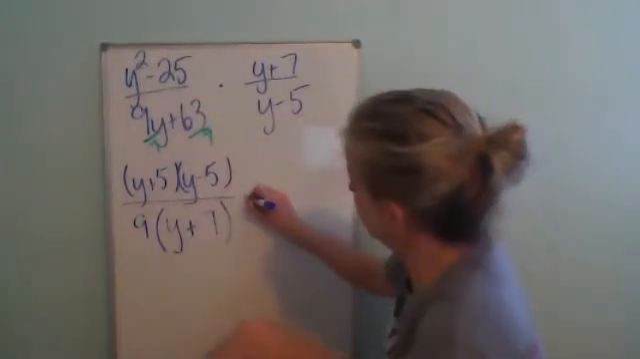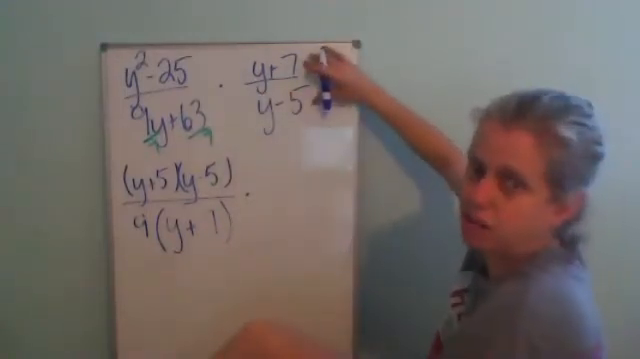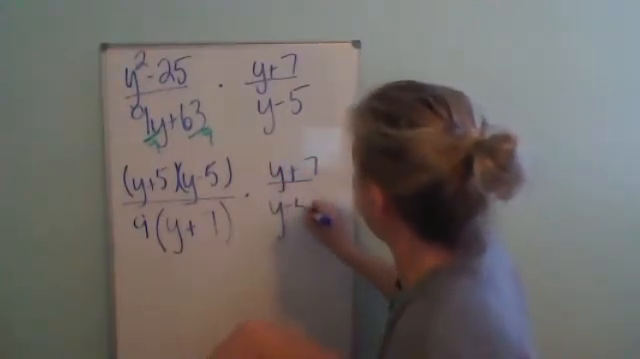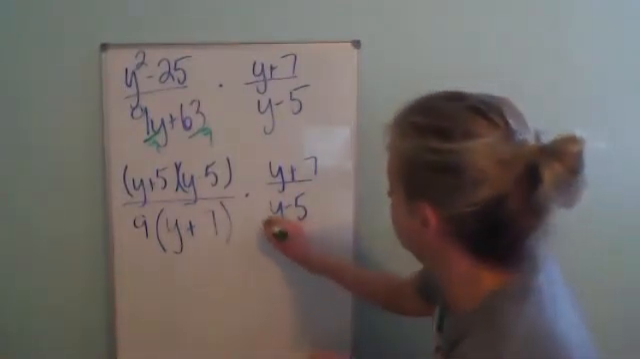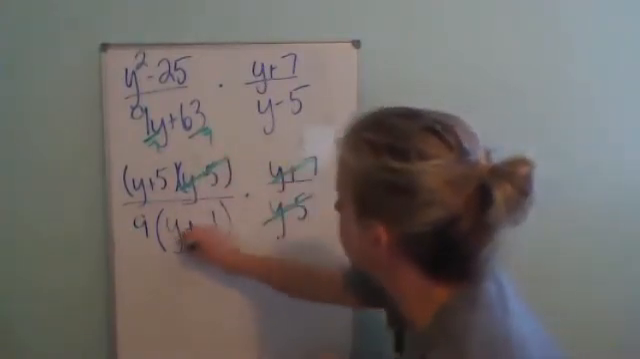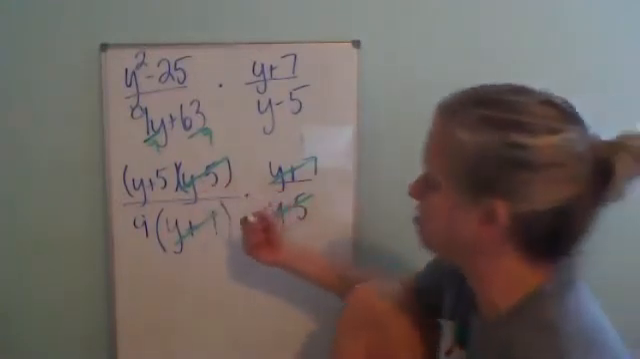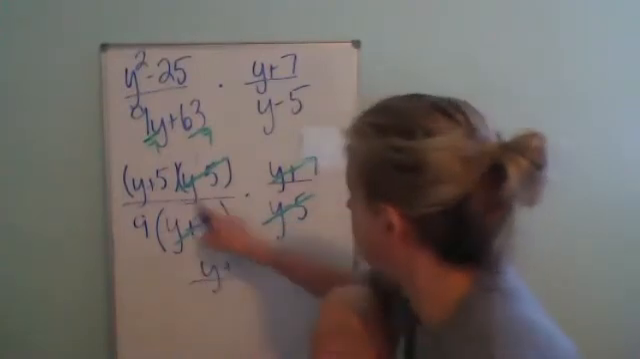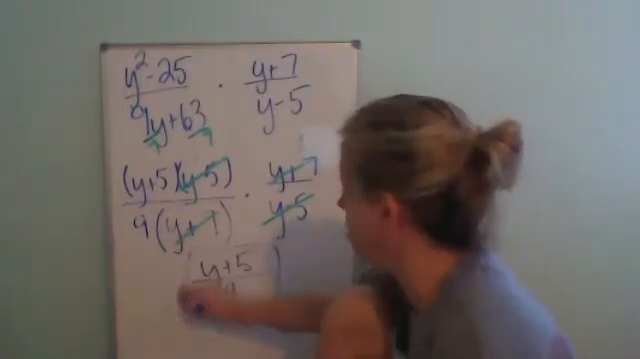So now let's see, bring down the times. Now, the good thing about this fraction is there's no factoring that you can do here. So you're just left with the y plus 7 over the y minus 5. So let's see now what we can cancel. I can do this y minus 5, we'll cancel that one. This y plus 7 will cancel that one. So let's see what is left up top, the y plus 5. And what's left in the bottom, all that's left is this 9. So you have y plus 5 over 9.